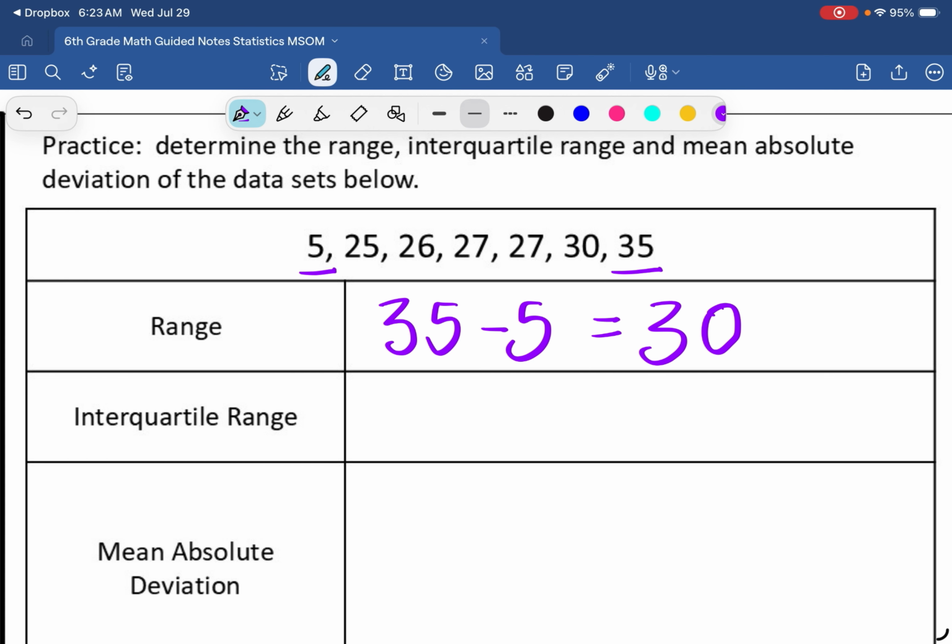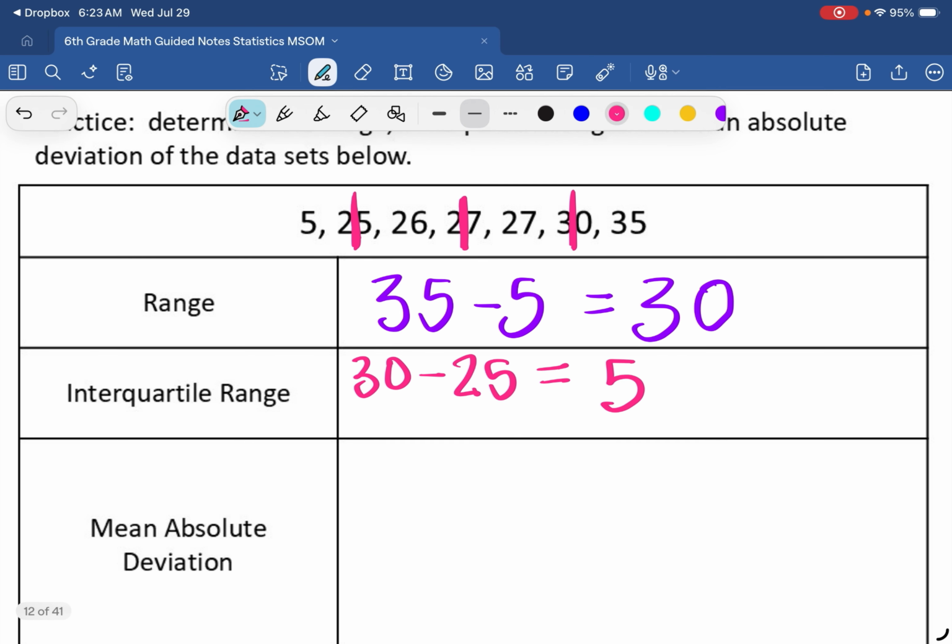The interquartile range, I need to divide this data up into 4 sections. So we're going to find the median first, which is right here, because there's 7 data points, so it's going to be right there. So the median of the lower half will be here, and the median of the higher half will be right there. So I'm going to find the range of 30 and 25. So 30 minus 25 is 5. That's kind of saying that the data in the middle only has a variation of 5.